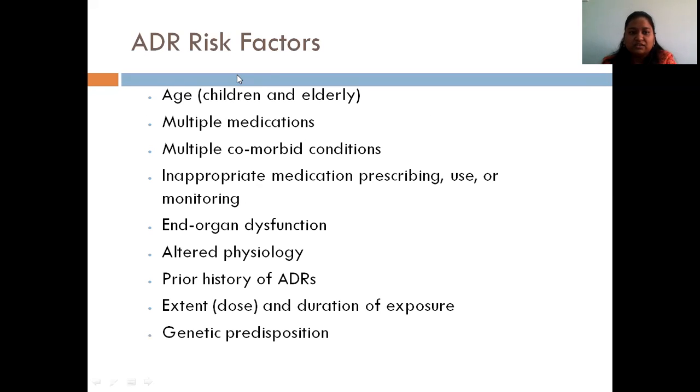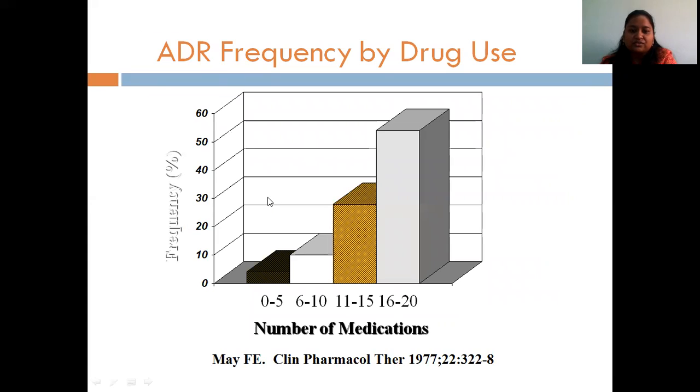So these are the risk factors of the ADR: age, multiple medications, comorbid conditions, inappropriate medications, and the prescribing pattern for the different age groups, which is also a major problem. Also organ dysfunction, altered physiology, prior history of ADRs, extent and duration of exposure, and genetic predisposition are some risk factors of adverse drug reactions.